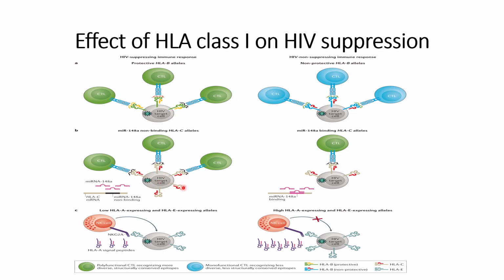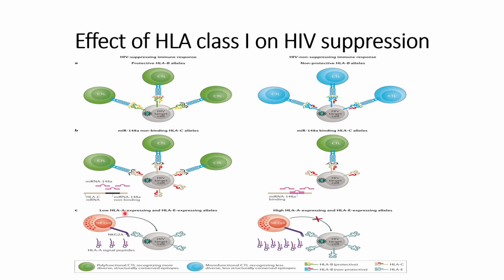on the infected cells, whereas when the binding site is available for these HLA-C alleles at the 3' end, the HIV virus will be able to suppress this HLA-C through the binding, and in this case we will not see as many epitopes on the cell surface compared to the previous case where the 3' end is not able to bind the microRNA. So in this case HIV will not be able to suppress it, whereas in this case HIV will be able to suppress it.